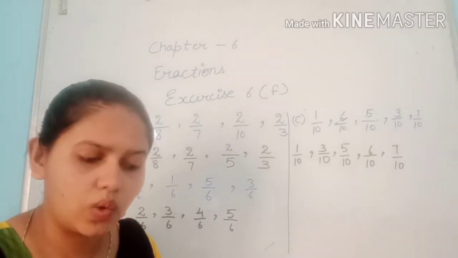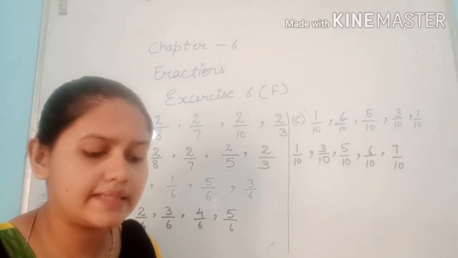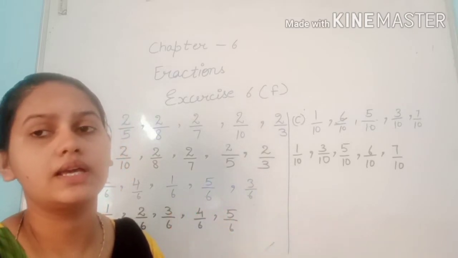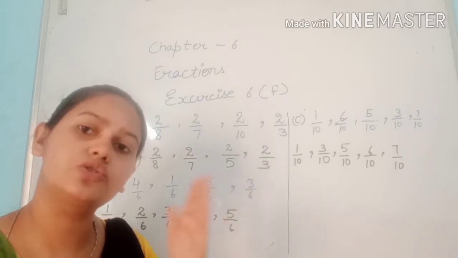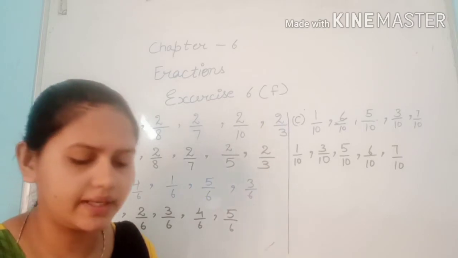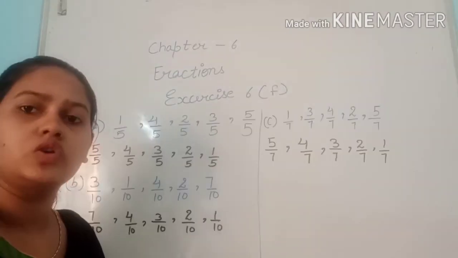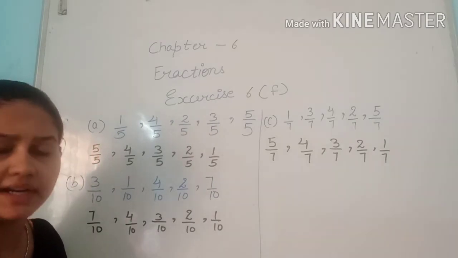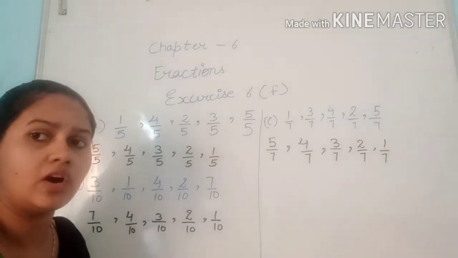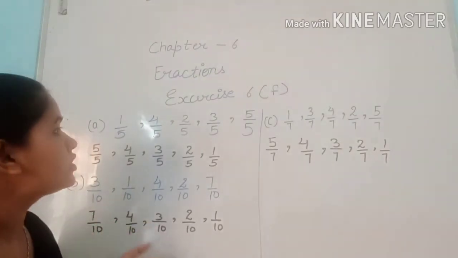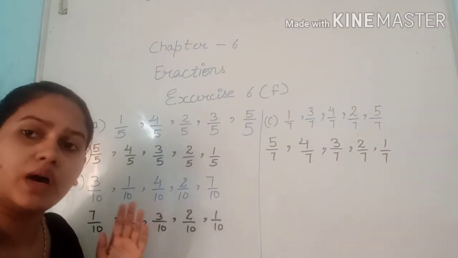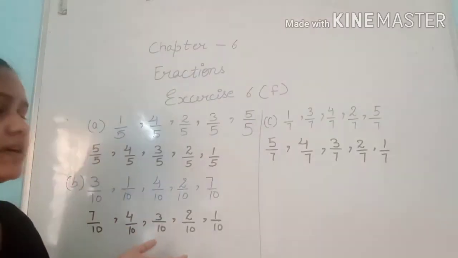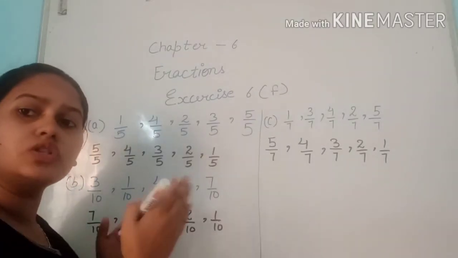Let's do the other one. Arrange the following in descending order. Now we have to arrange all the numbers from the greatest to the smallest. So let's do that. Students, now you can see I have arranged your descending order, as we have done our ascending order, right? Now we are going from the greatest to the smallest number. So we have to arrange all the fractions from greatest to smallest.